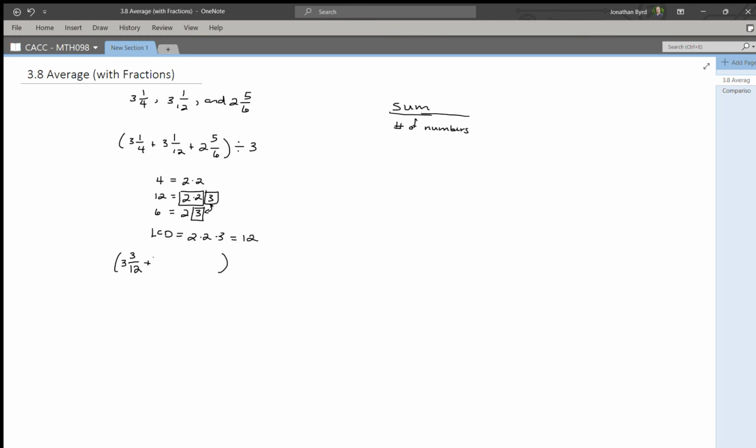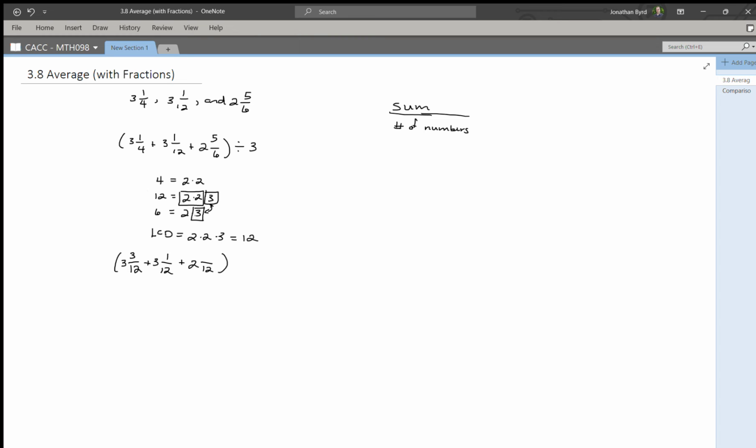So now with this second one, 3 and 1/12, well, that fraction is already in an equivalent form with 12 as the denominator, so I don't need to do anything there. And then this last number is 2 and 5/6. Well, again, I'm trying to get a common denominator of 12 here. And if I'm at 6 and I need to get to 12, I either just need to know that 6 times 2 is 12.